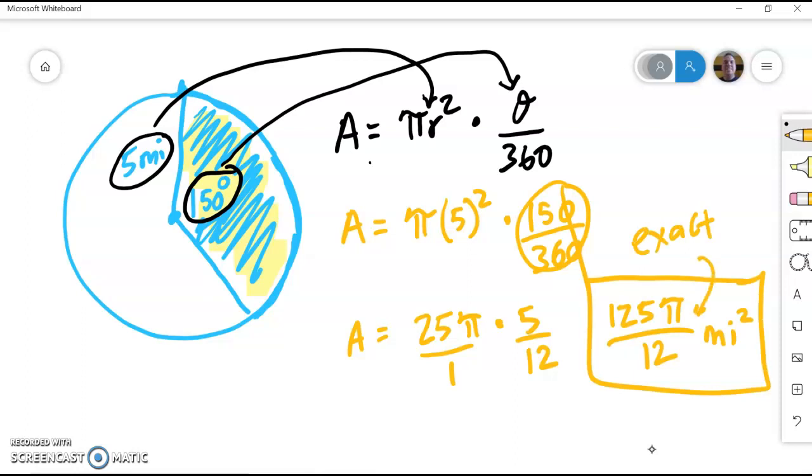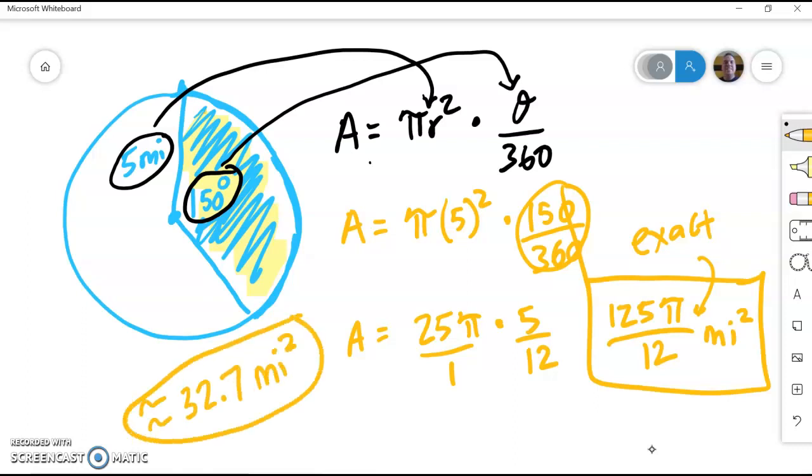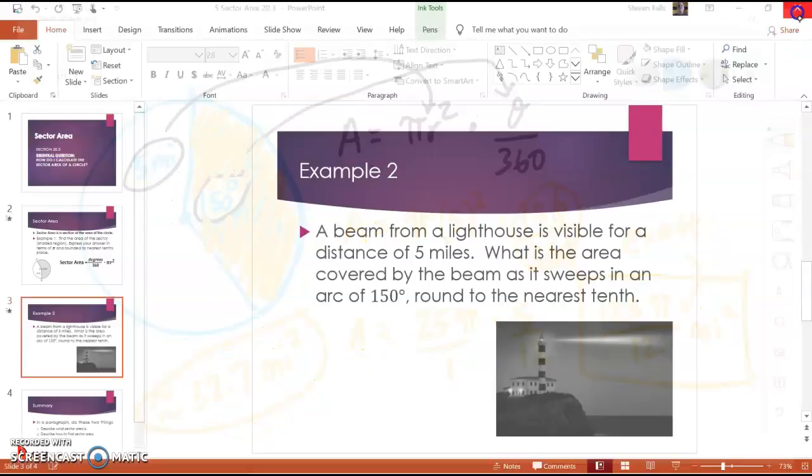Now, if we want an estimate answer, all you need to do is just punch that into a calculator. So grab your calculator, punch that in. 125 times pi. I'm going to use the pi button. It's more accurate. Equals, and then I'm going to divide it by 12. And that gives me 32.7. So the approximate answer is about 32.7 square miles is the area that light beam covers. If it shoots out a distance of 5 miles and sweeps 150 degrees, that's going to be about 32.7 square miles. And that's how you would do that one.